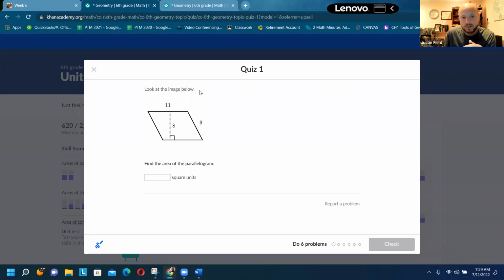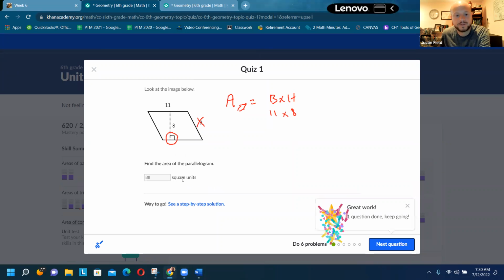Okay, so the area of a parallelogram. Area of a parallelogram is base times height. But just make sure you look for the right angle to find the height and the base. Because you see that 9 is not connected to the right angle, and that 9 is not one of the numbers we want to multiply. So the base is 11 and the height is 8. And of course, when you multiply those two, you get 88.